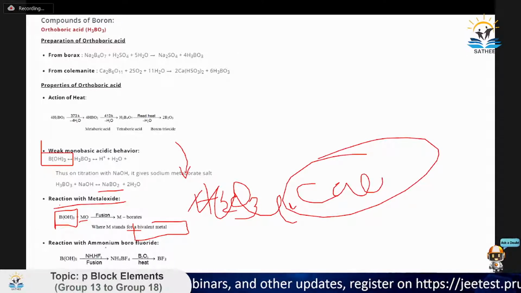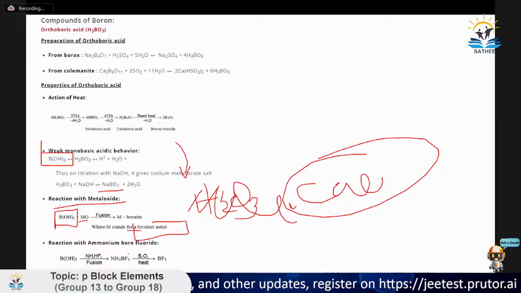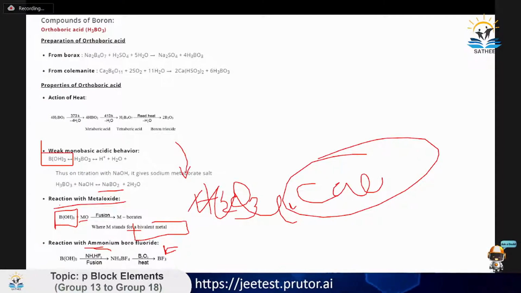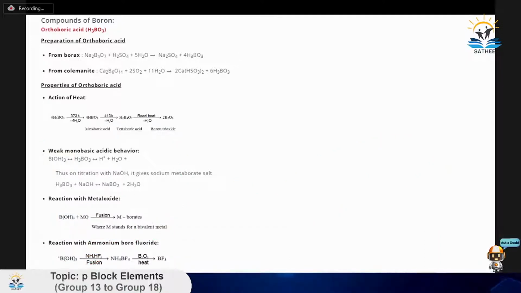Similarly, ammonium borofluoride is this one over here, NH4HF2. And then that forms BF3 in the end. So this is a preparation of BF3.